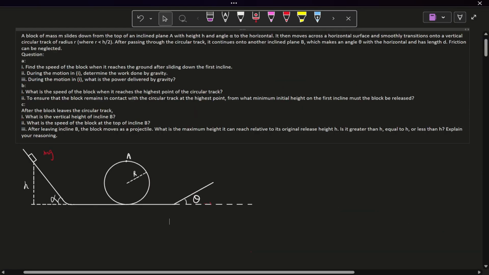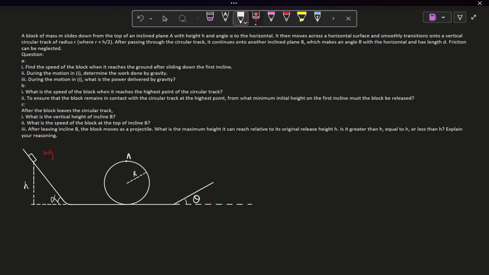Alright, now part B, 1. What is the speed of the block when it reaches the highest point of the circular track? So this is actually pretty easy. Since there's no friction, the mechanical energy the object has at the initial position is equal to the mechanical energy it has at the top of the circle. So initially, what kind of energy does it have? Only mgh, right? Only mgh, because it's not moving at the beginning.